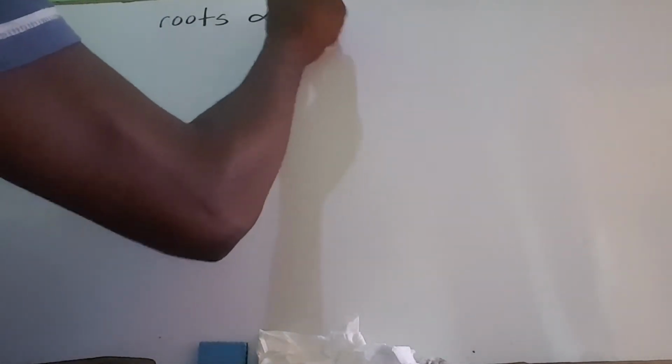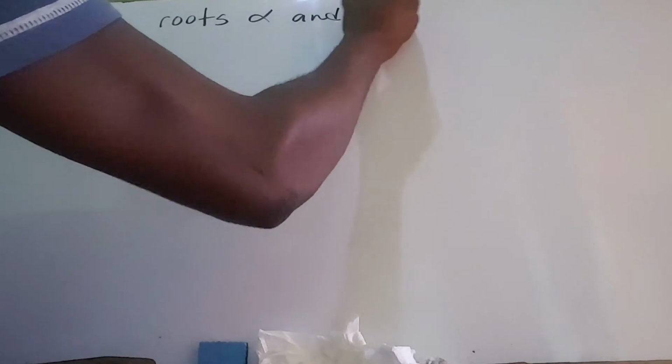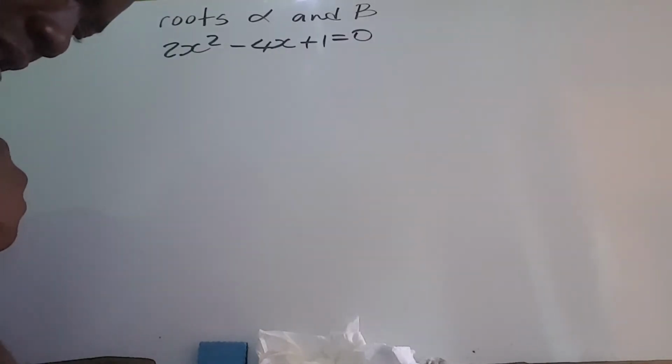What we're going to be looking at is, given that we have the roots of a quadratic equation, so let us say the roots are alpha and beta. Given that we have those as roots of a quadratic equation, what if we're asked to find the equations?